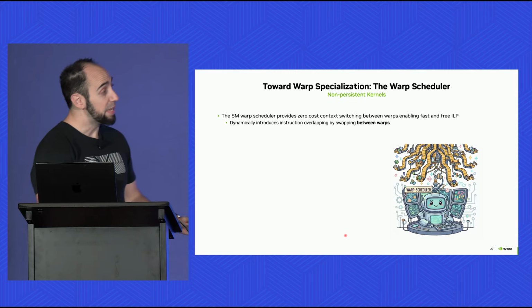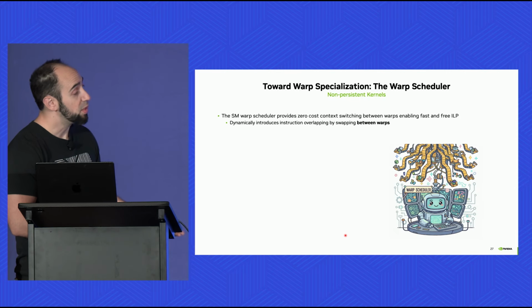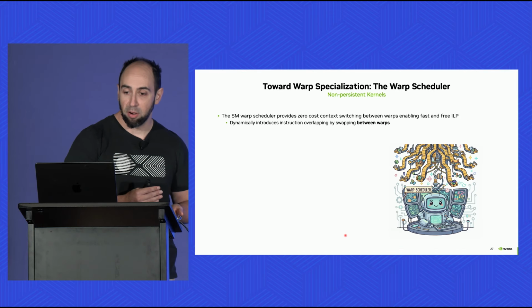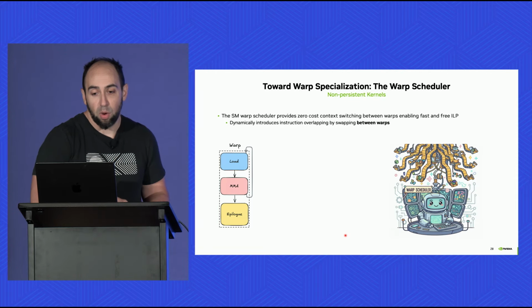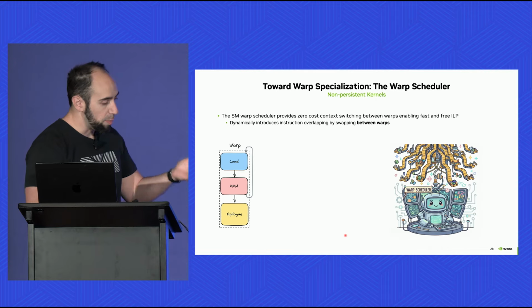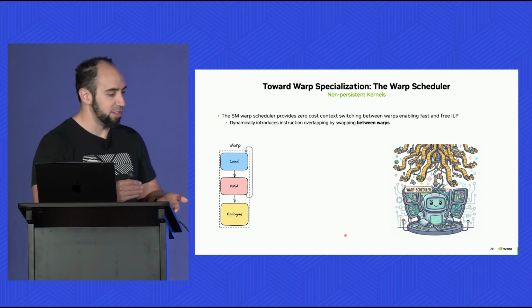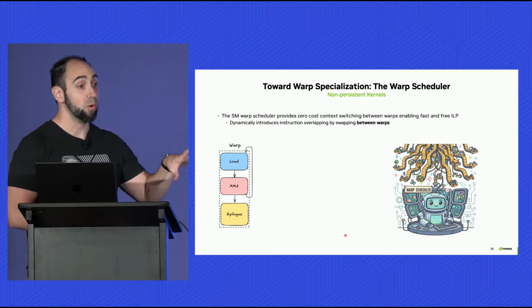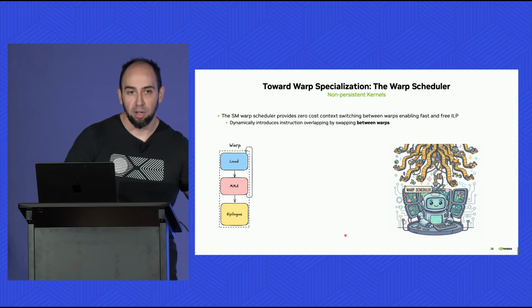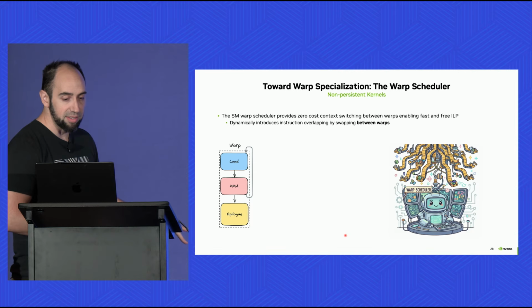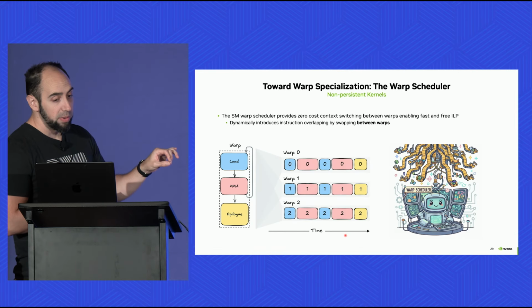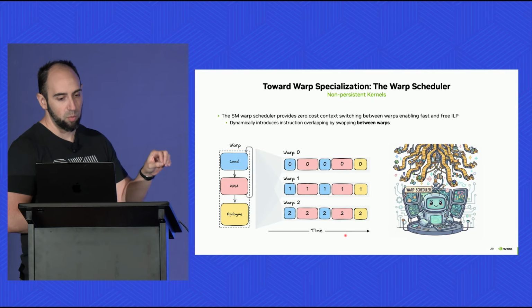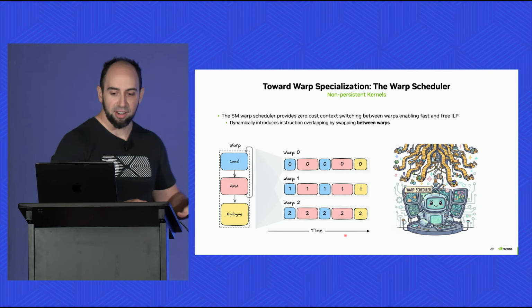In the beginning, there was this warp scheduler. The warp scheduler allows us to have fast and free instruction level parallelism by dynamically swapping between warps. If a warp is stalled, we have the instruction scheduler, or the warp scheduler, pop over to another warp that's ready to go. So in this world, we have one warp that does blue loads, red MMAs, and yellow epilogues. And each warp gets a different work item. So warp 0 gets work item 0, warp 1 gets work item 1, et cetera.